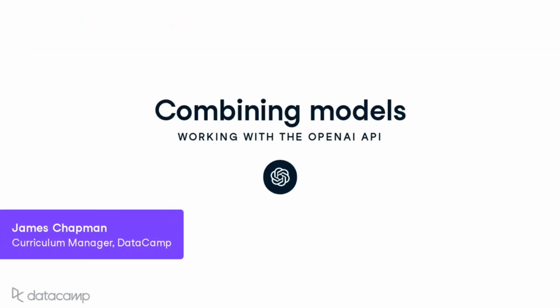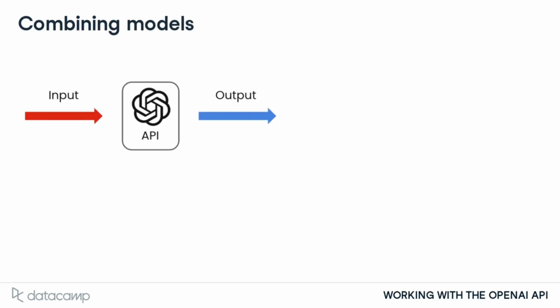Welcome back. In this video, we'll take it up a gear and look at how we can combine models together. So far, when we've been using functionality from the OpenAI API, we've completed a task by passing an input to the model and receiving an output. This got us pretty far, from simple question answering to multi-turn conversations and audio translation. But what if we could do more with the model's output?